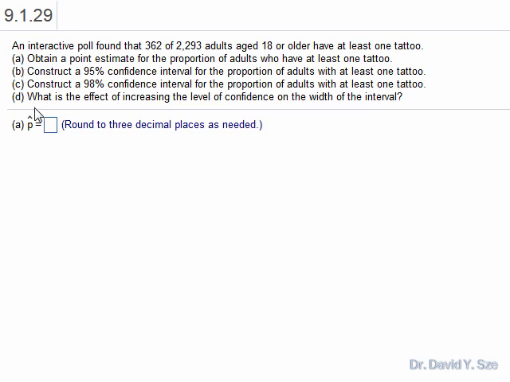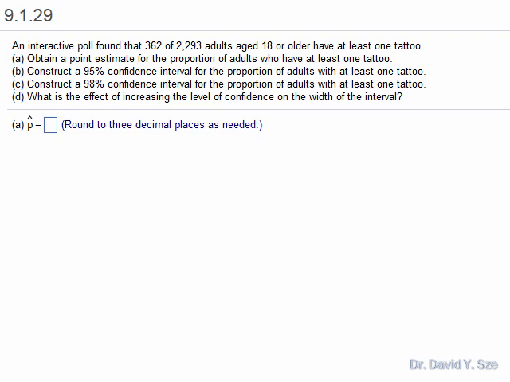So many out of so many. The problem has 4 parts. Part A, obtain a point estimate. The hardest part about that is understanding the term point estimate. The calculation is really easy. Then we need to construct 2 different confidence intervals, one at 95% confidence and one at 98% confidence. I'll do parts A and B in this video.